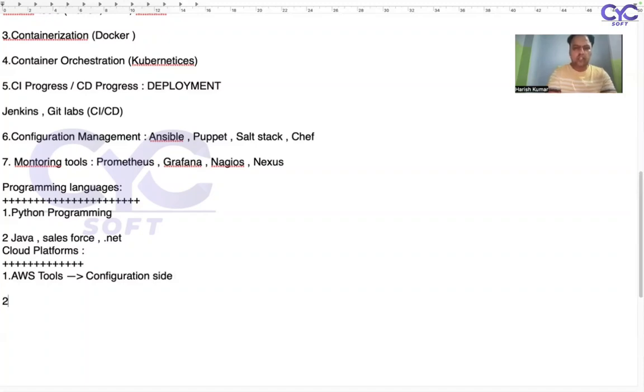Next, you can try to go with Azure, and next you can try GCP, and the fourth one, you can try OpenStack. Next, another cloud you can go with is cloud commit. So you can try to go with these as per your side, as per the scenario.